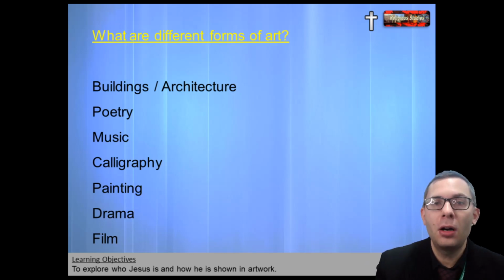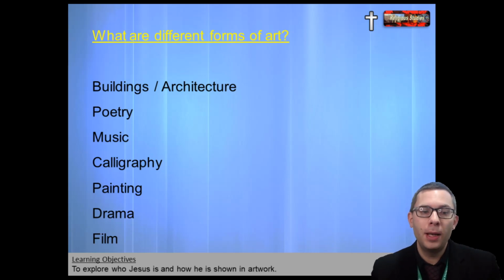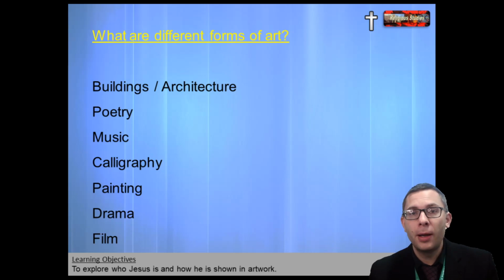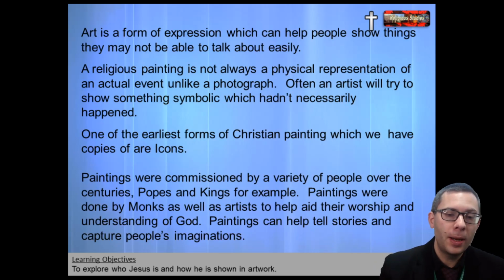So, to start off with, these are some different forms of artwork that you might be familiar with. Buildings or architecture is known as artwork. We've got poetry, we've got music, calligraphy, which is very fancy writing. You've got painting, which is sort of the classic that you might be thinking of. We've got drama and we've got film. And over the next few lessons, we are going to be thinking about some of those and how Jesus is portrayed in them. Here's a little bit of information which I would like you to read.